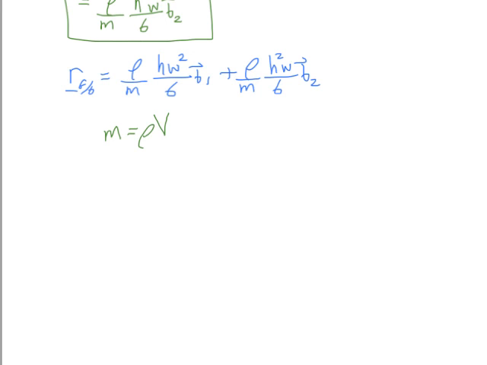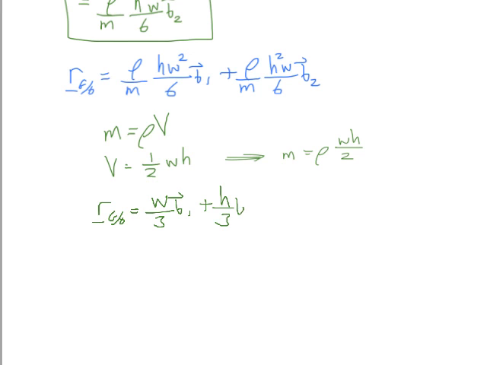And so here, our volume is the area of a triangle, which is 1/2 base times height. So it's 1/2 multiplied times the base, which is w, and then the height of the triangle is h. This is true for any triangle, not just a right triangle. This gives us the expression we can substitute, which is that the mass is equal to rho w times h divided by 2. Now we substitute this relationship into our current expression for the location of the center of mass, and finally we get the location of the center of mass with respect to O is equal to w over 3 in the B1 direction plus h over 3 in the B2 direction.